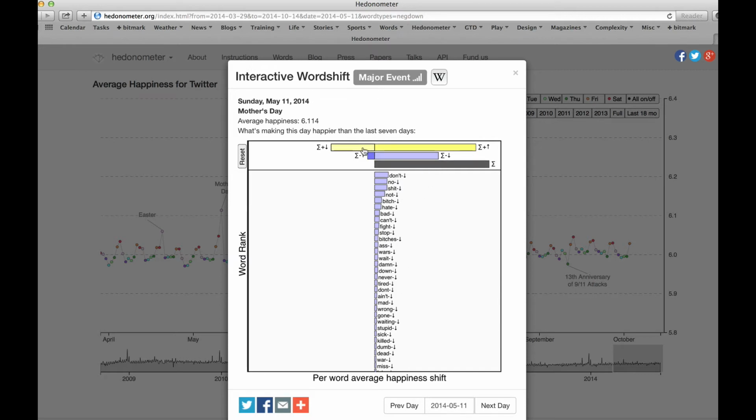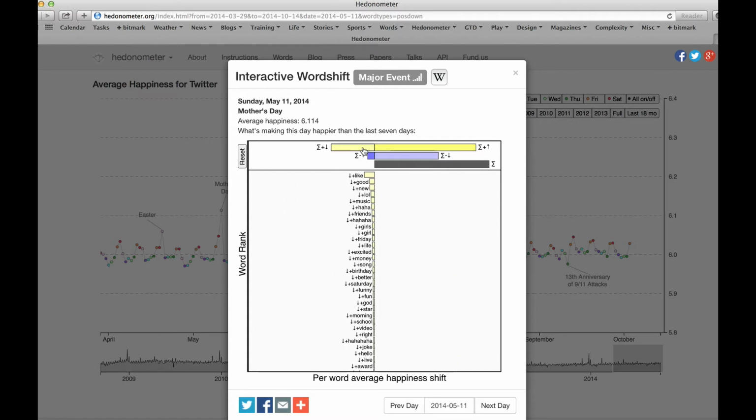All right, there are some words going the other way, and it will depend on the context of the year. These words are being used less. They are good positive words. They're just being used less on this day, this Sunday, compared to the previous 7 days. So like and good and new and LOL. Ha ha ha, very important Twitter word actually. These words are being used less.